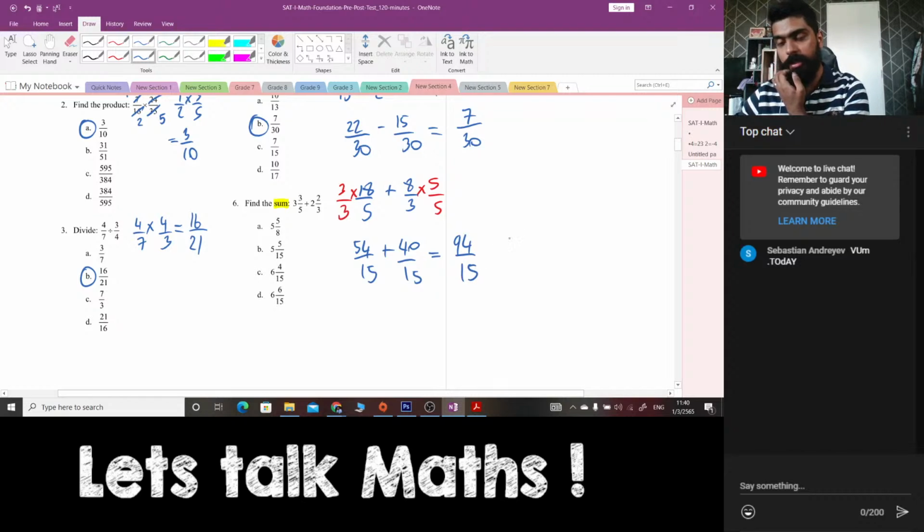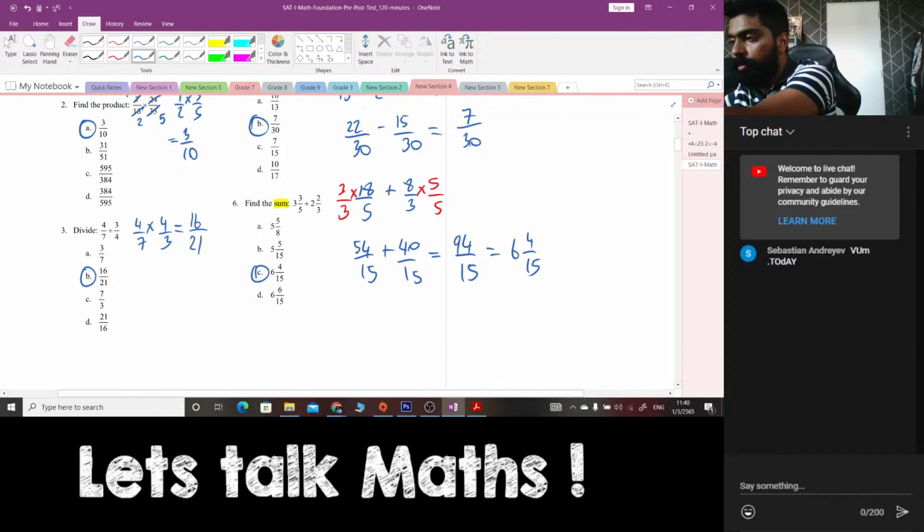Now, if we change it into a mixed fraction, we have 6 and 4 over 15. Right, guys? 15 times 6 is 90. 90 plus 4 will give us 94. So, 6 and 4 over 15. Right, guys? 6 and 4 over 15.